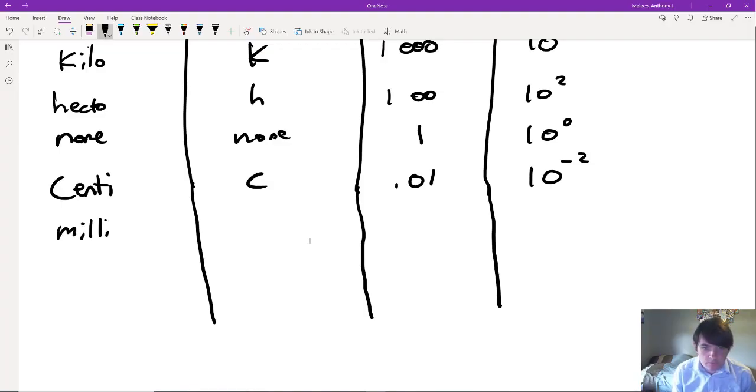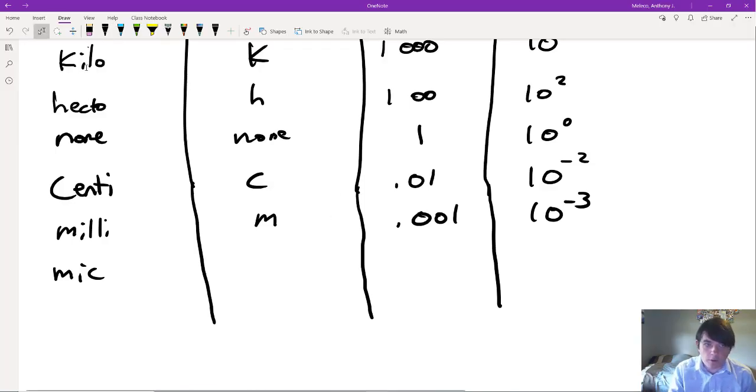You've got milli, which is m, 0.001, and this would be 10 to the minus 3 meters, or 0.001 meters. And these, centi, milli, and kilo, these are the ones we mostly use here in this class. But there are a couple others.